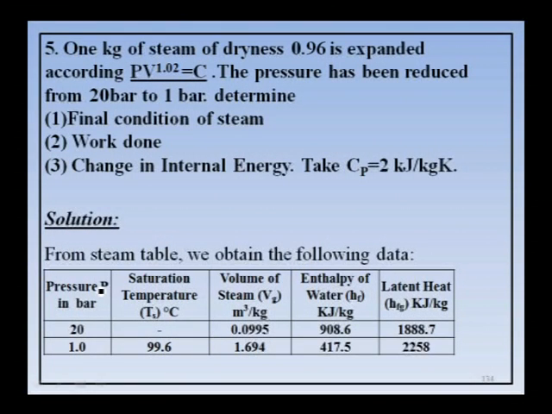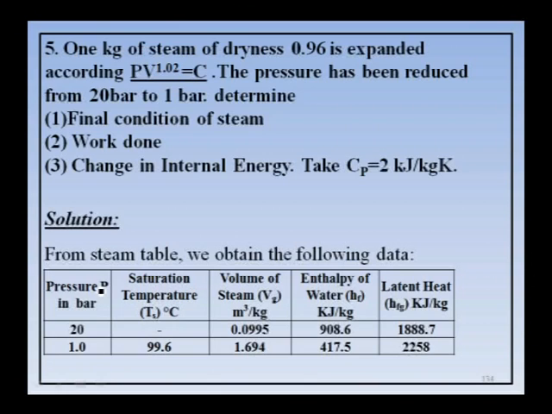The first problem is: 1 kg of steam of dryness fraction 0.96 is expanded according to PV to the power of 1.02 is equal to constant. So the value of n is 1.02. The pressure has been reduced from 20 bar to 1 bar. That means the initial pressure is 20 bar and after the process the pressure is 1 bar.